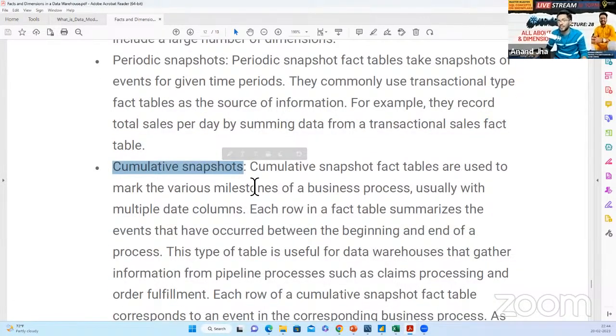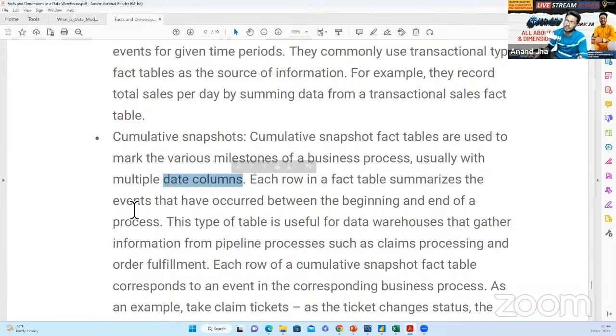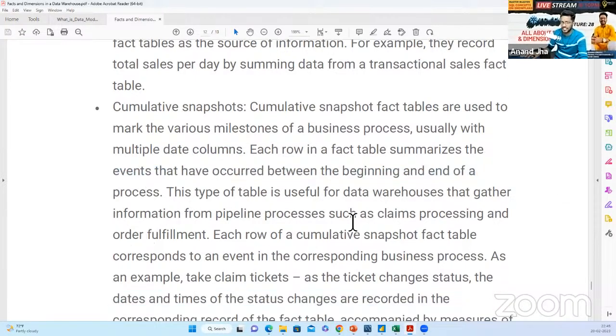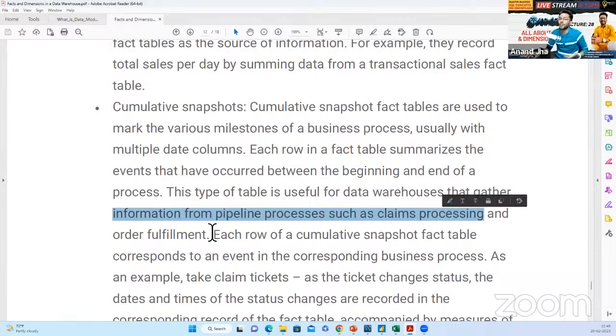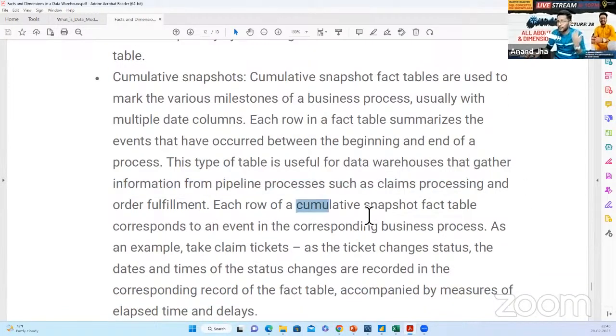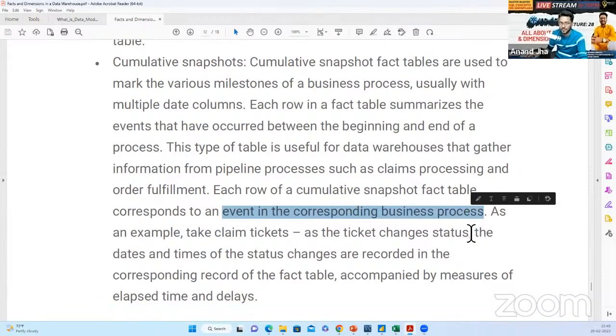Cumulative snapshot fact tables are used to mark the various milestones of a business process, usually with multiple date columns. Each row in a fact table summarizes the events that have occurred between the beginning and end of a process. This type of table is useful for data warehouses that gather information from pipeline processes, such as claims processing and order fulfillment. So each row of a cumulative snapshot fact table corresponds to an event in the corresponding business process.